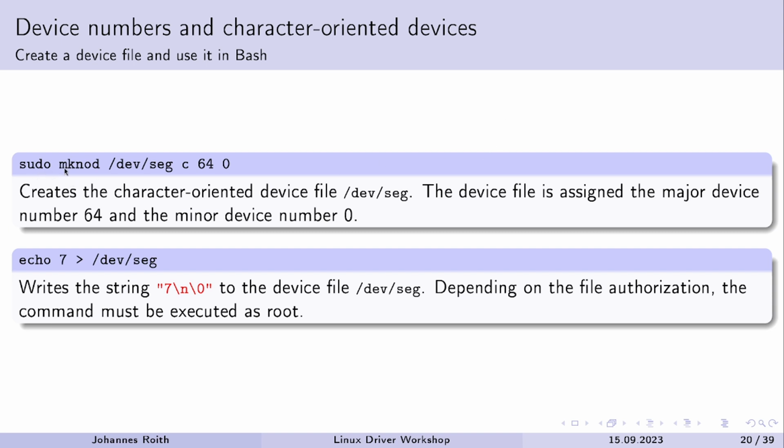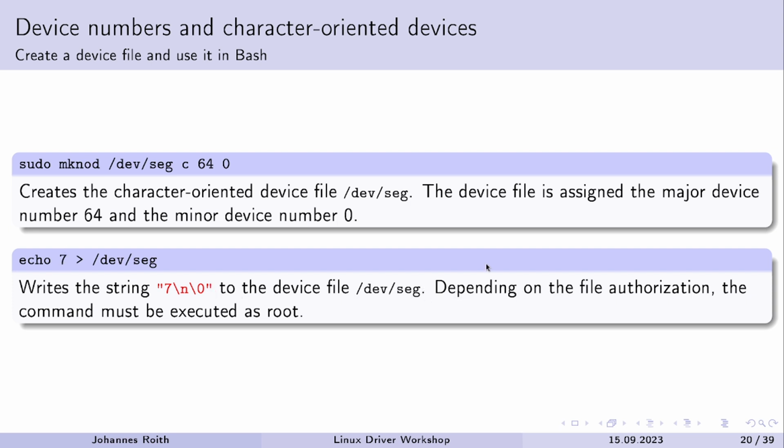Well, I also already showed you the mknod command. The mknod command will create a device file with the name we can put as first argument. Then we have to put a c here to tell it it's a character device. We will use major number 64, minor number 0 here, and this will create us the device file /dev/sec. In order to write to the file from the bash, we can use echo and just pipe this into our device file. And this will write the string 7, new line, and a 0 to the device file /dev/sec.